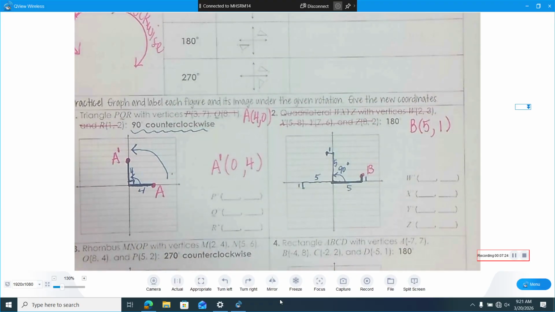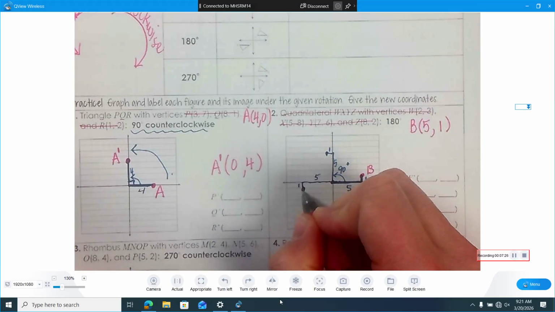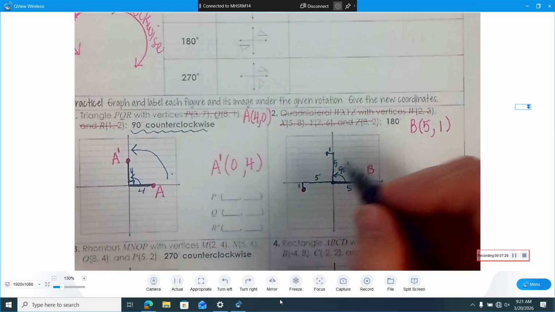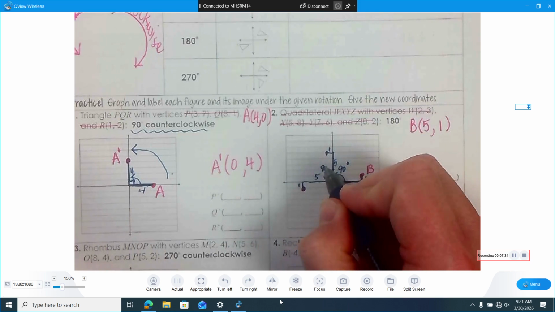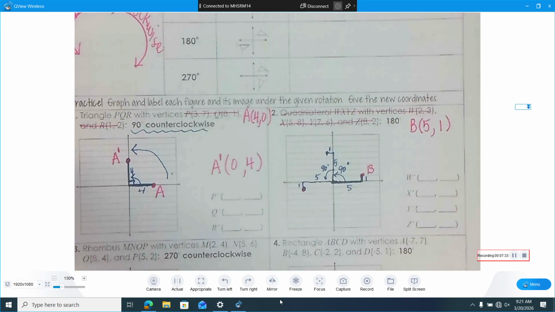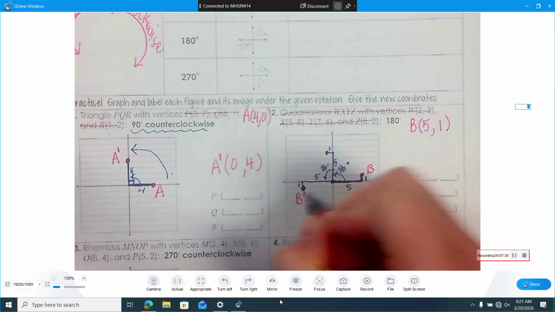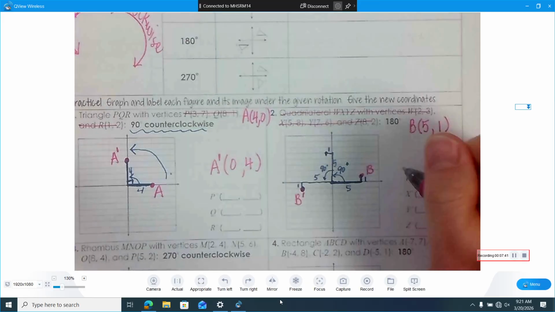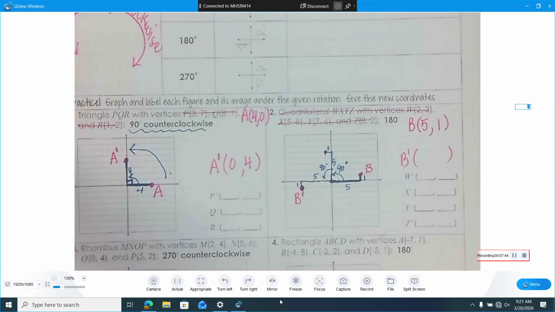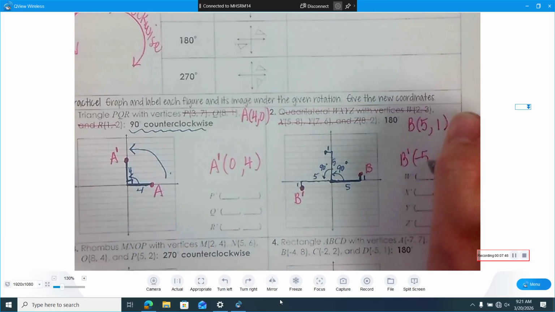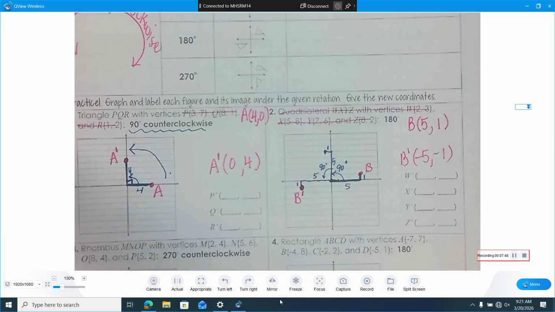And so now my point here, we just rotated it another 90 degrees, which would be 180, right? So that's what we wanted. So now right here is our image point B prime. And what is B prime's ordered pair? -5, -1. Okay, cool. All right, how do you feel about my little sticks?